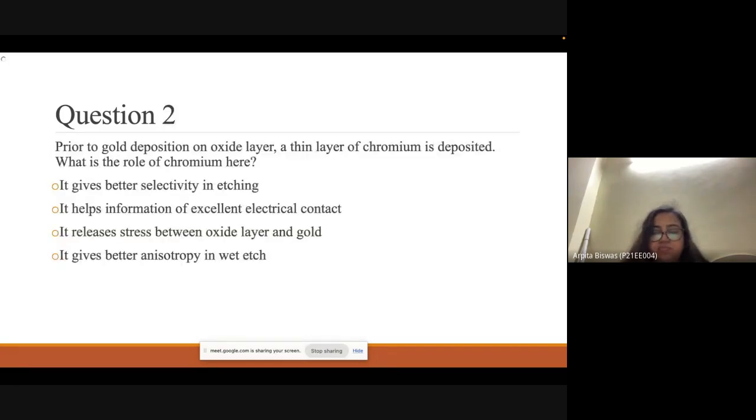So we are going towards the next question. This is question number two. Prior to the gold deposition on oxide layer, a thin layer of chromium is deposited. What is the role of the chromium here? The first option is it gives the better selectivity in etching. The second option is it helps in formation of excellent electrical contact. And the third option is it releases the stress between oxide layer and gold. And the fourth option is it gives the better anisotropy in wettage. So please try to give the answer.